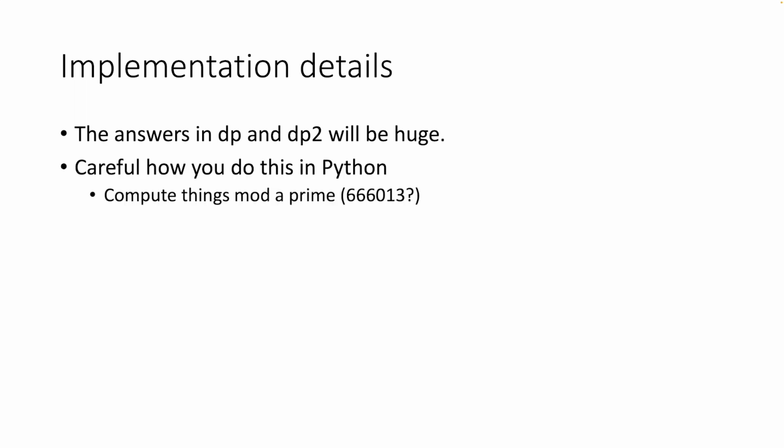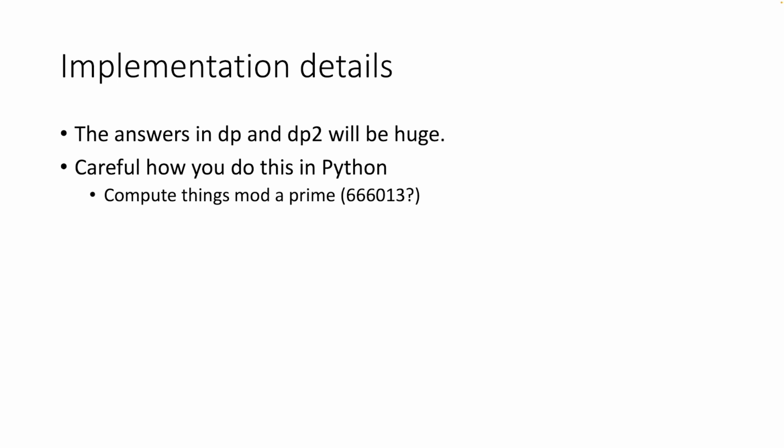There are a few implementation details that are worth going over, I feel. First of all is that the answers in both DP and DP2, in both the first approach and the second approach, will be huge. So one thing you can do is compute them modulo something. For example, modulo a large prime like 666,013.